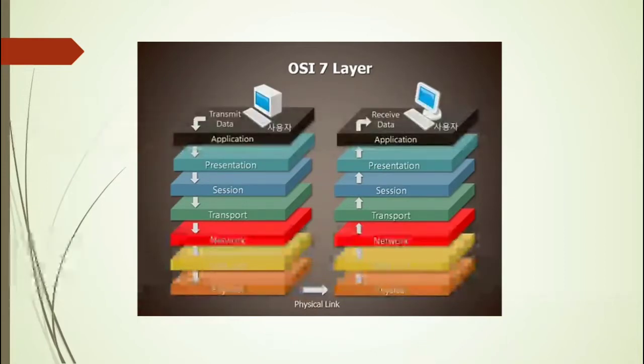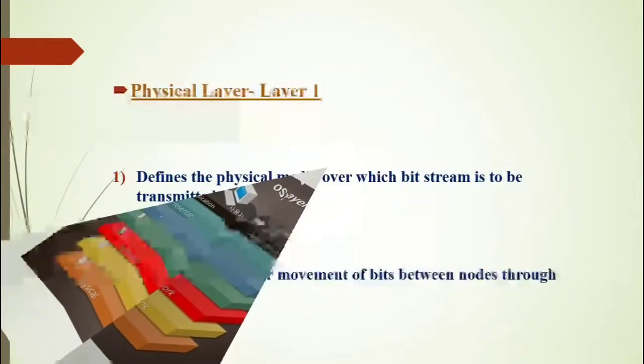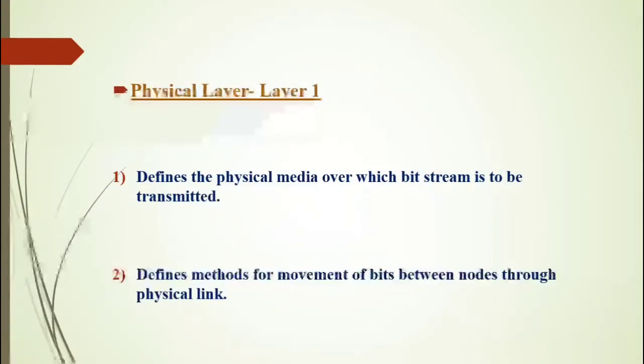We'll see them one by one from the bottommost layer, that is the physical layer, the lowest layer of the OSI model, up to the application layer. So the first one is the physical layer. The physical layer is responsible for the actual physical connection between the devices. It contains information in the form of bits, so raw bits of data will be transmitted. It defines the physical media over which the bit stream is to be transmitted, and it defines the method for the movement of bits between nodes through the physical link.